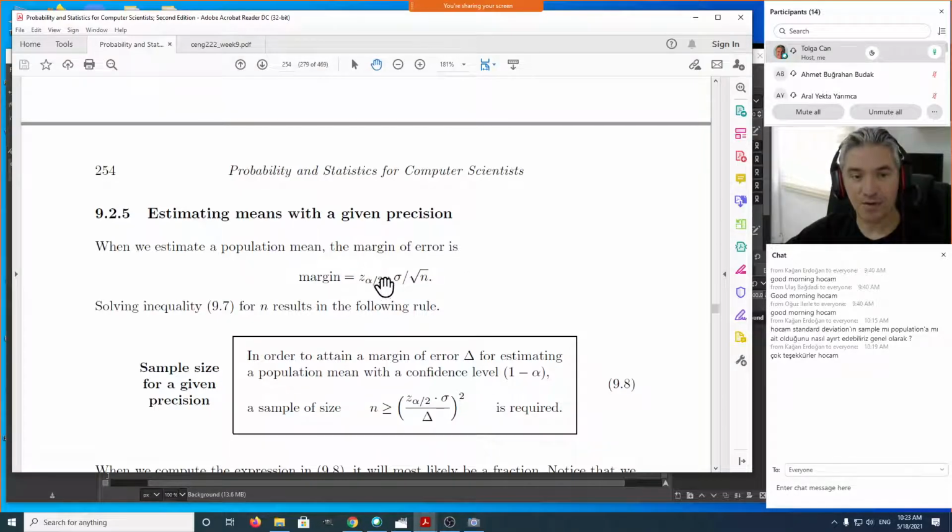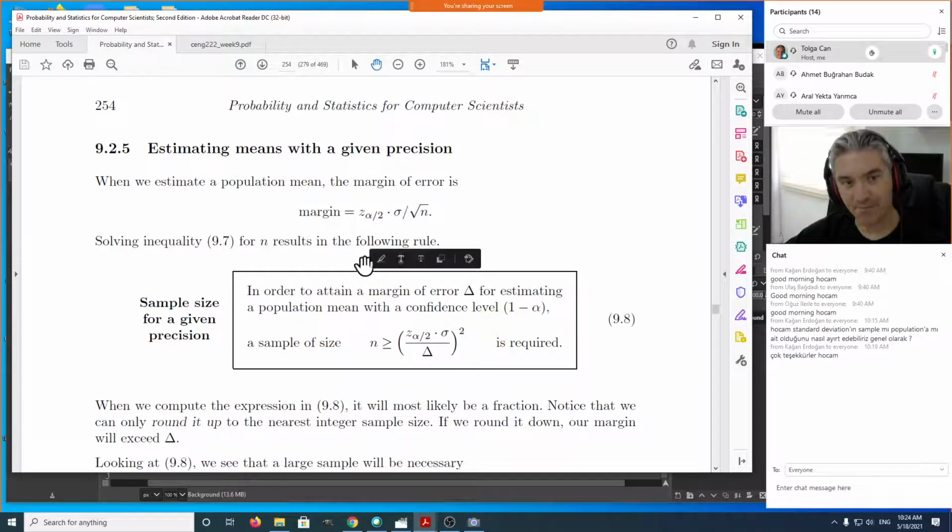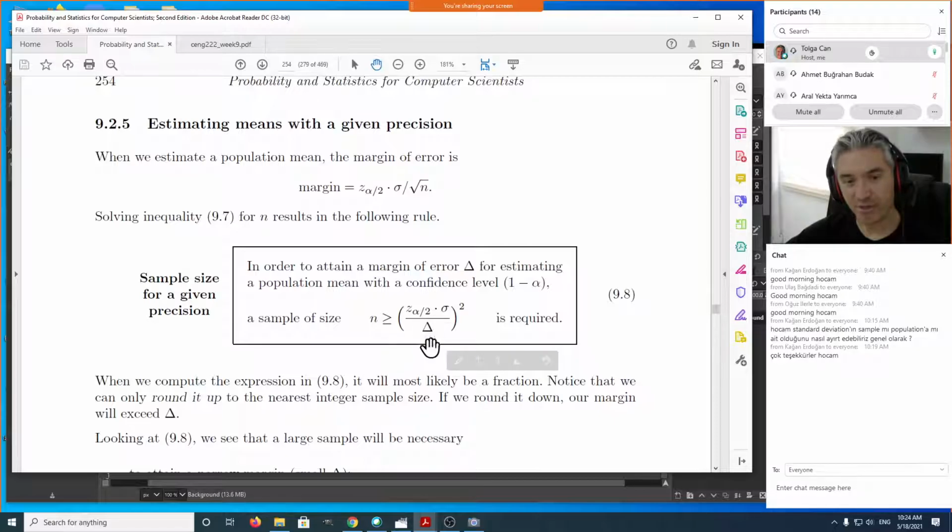For a fixed z alpha over 2, if you want this margin to be less than that, we just solve for the sample size. What should be the sample size? We rearrange the terms in this equation, left and right. We get the margin here, and on the square root of n, we take the square root of the right hand side. So the sample size should be larger than z alpha over 2 times the standard error of your estimator, divided by the precision, all squared.